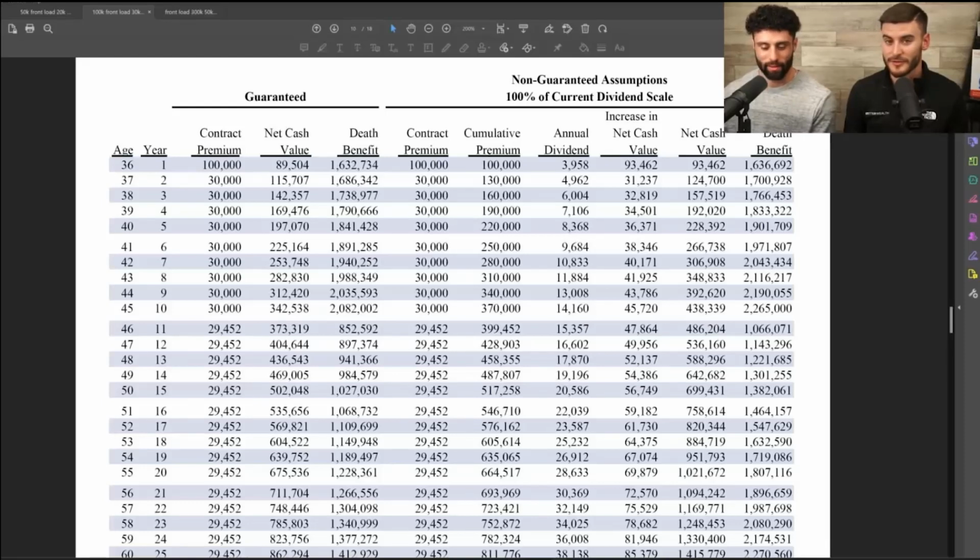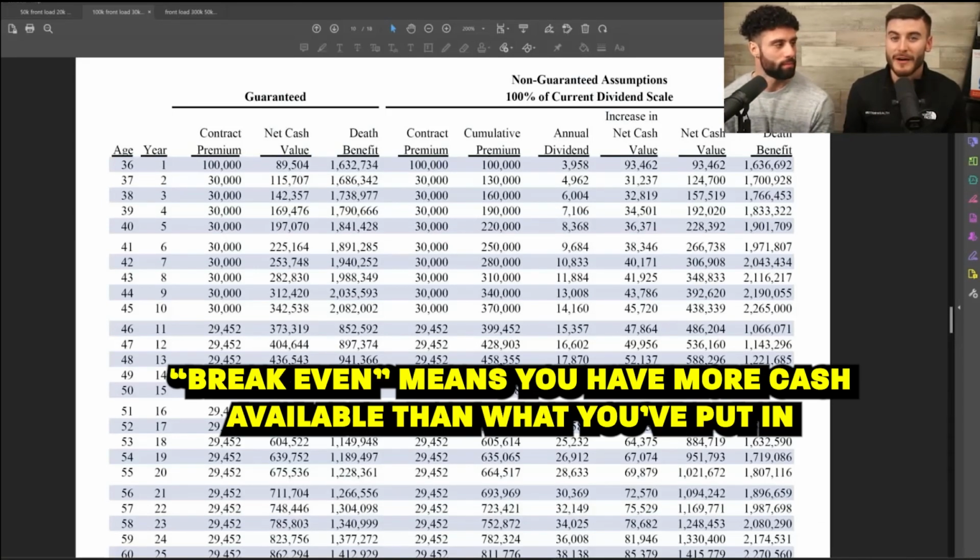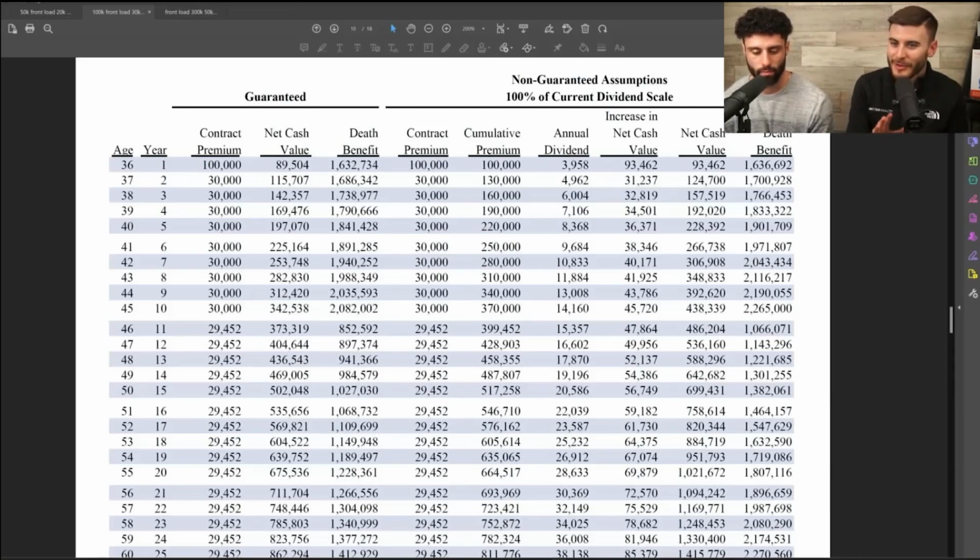Yeah, and just for you, if this is the first time you're watching a video of ours, break even means you have more cash available than what you've put in. It really is one of those metrics that more people talk about, and it doesn't necessarily translate to value, but if you're going to cancel your policy, you actually have more money than what you've put in, and it's a good way to compare apples to apples when you're looking at other policies.